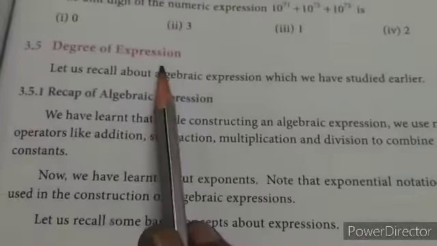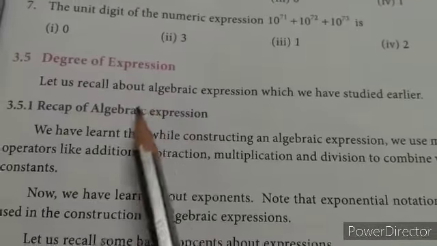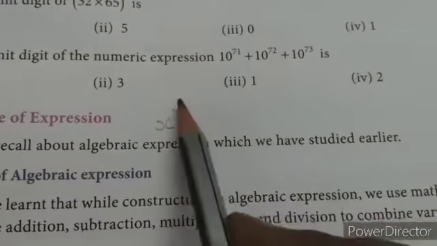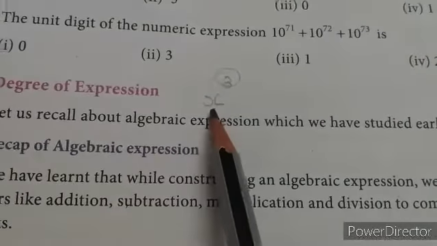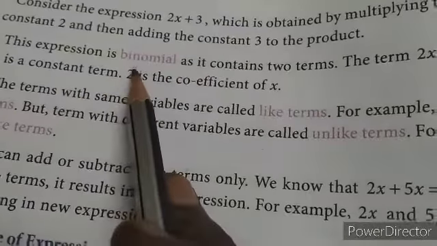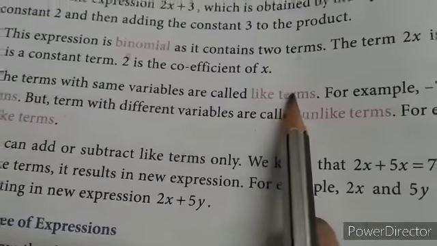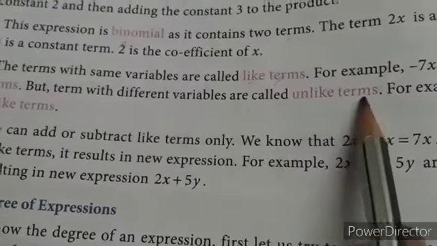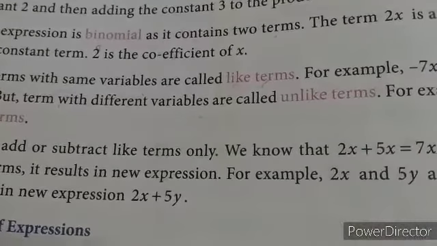Degree of an expression. Degree is nothing but the power of the given algebraic expression. For example, x power 3, here the power 3 is the degree of the given variable. The expression is a binomial as it contains two terms. And coming to like terms, which are the terms which have the same variables, and unlike terms, the terms which have different variables.